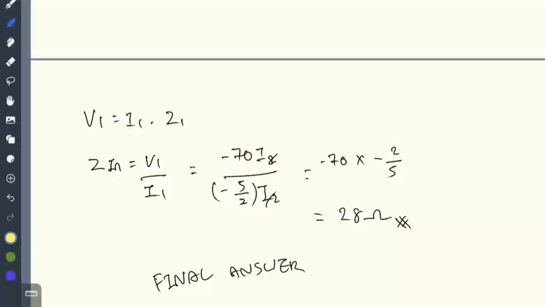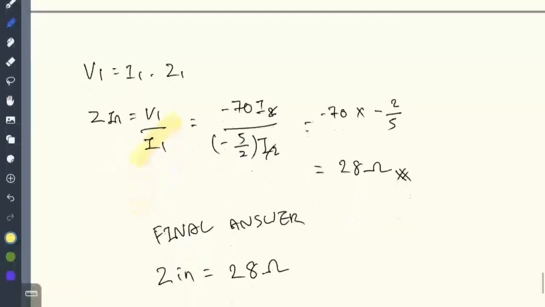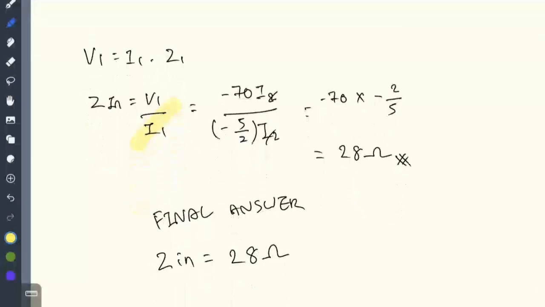Next, the input impedance is defined as Z equals V1 divided by I1. Substituting the values of V1 and I1, Z equals minus 70 I2 divided by minus 2.5 I2. After cancelling the I2 terms and the negative signs, the input impedance is 28 ohms. So finally, the input impedance of the network is 28 ohm.